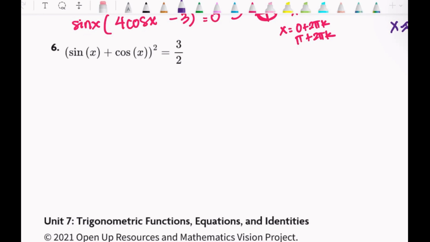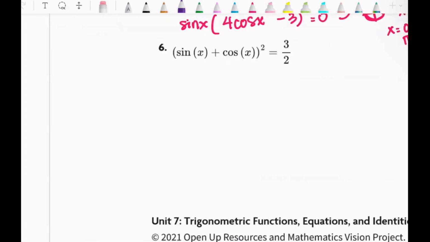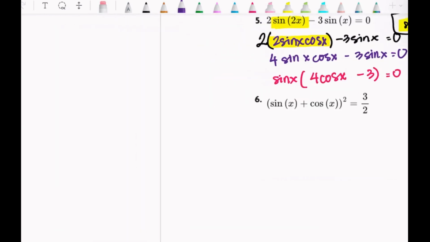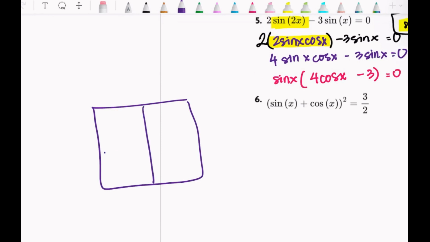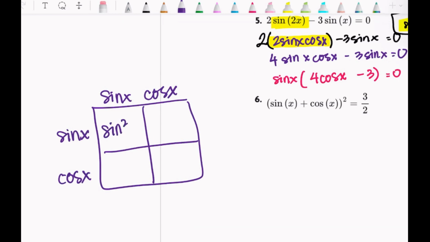So what I will show you is I will actually square it out. I'm going to square this out by using the box method because that's what I'm used to. And it's going to look funny, but that's okay. So this is sine x, cosine x, and this is sine x, cosine x. So this is sine squared x, right?